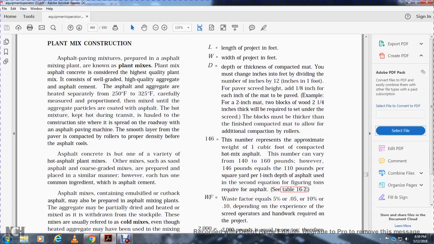146 is the number that represents the approximate weight of 1 cubic foot of compacted hot mixed asphalt. The number carried over is 140 to 146 pounds. However, 110 pounds per square yard per 1 inch of depth of asphalt. Using the second equation for figuring tons of asphalt required.